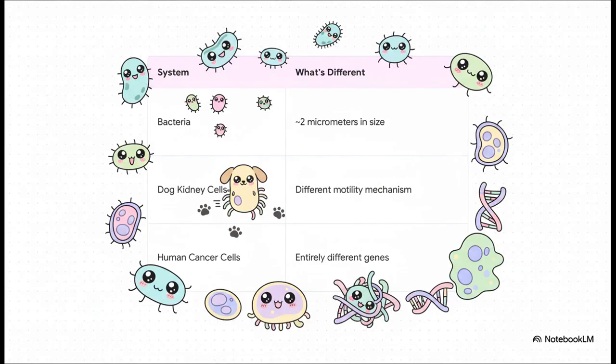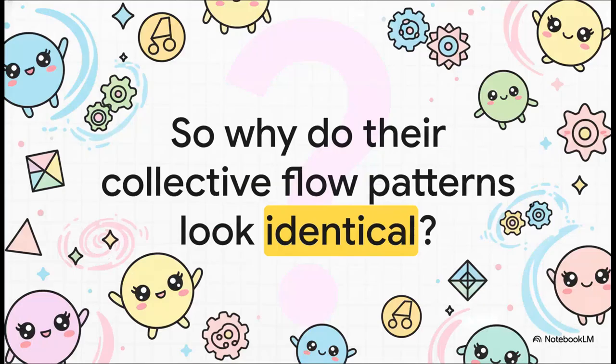Okay, so let's try to wrap our heads around this. If you were to look at a bacterium, a dog kidney cell, and a human cancer cell, you'd probably think they have absolutely nothing in common. I mean, they're wildly different sizes, they have completely separate genetic instruction manuals, and they even move around in their own unique ways. But then, scientists did something pretty simple. They just zoomed out. And what they saw was, well, it was just mind-blowing.